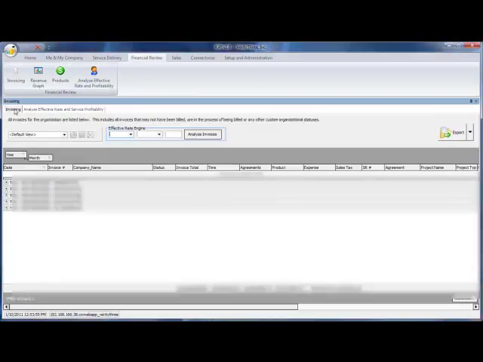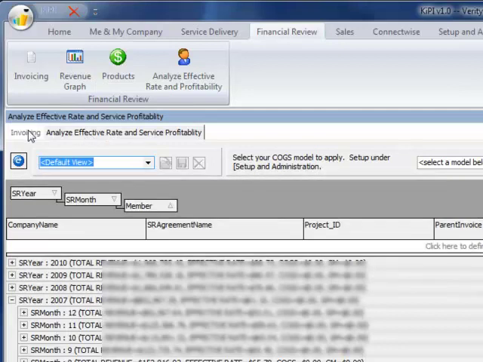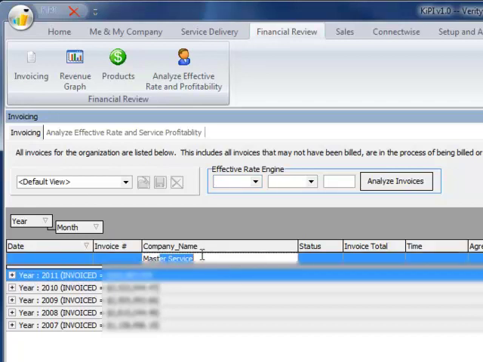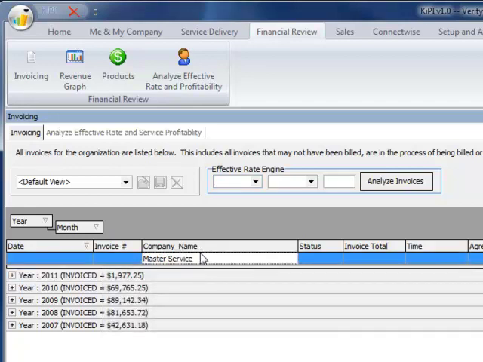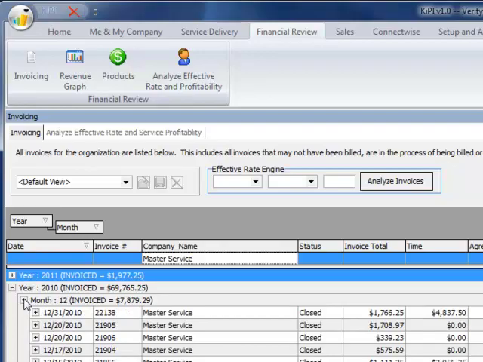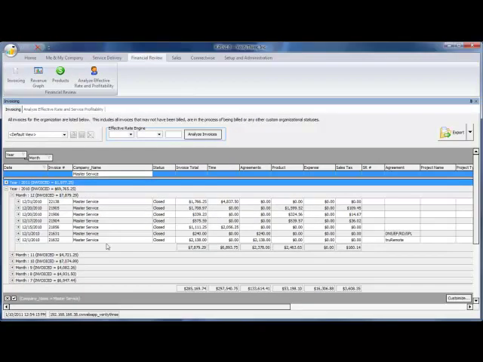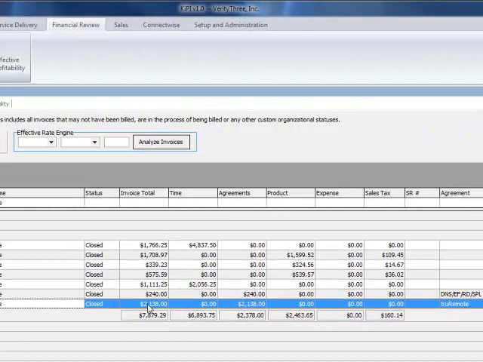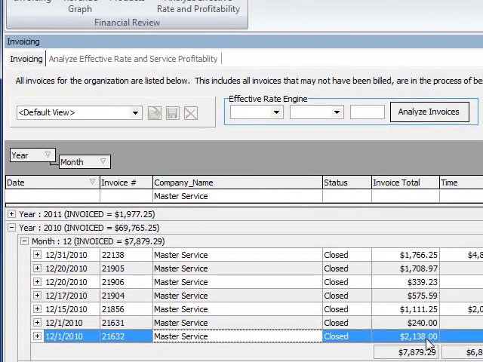In here, the standard view gives you your invoicing in one sub-tab, and the Analyze Effective Rate and Service Profitability in another tab. For us to analyze an invoice, we're going to look at a specific company called Master Service, and in here we're going to take a look at a Master Service billing cycle. For 2010, if we drill into December, we see for Master Service the agreement that we're going to analyze is True Remote.